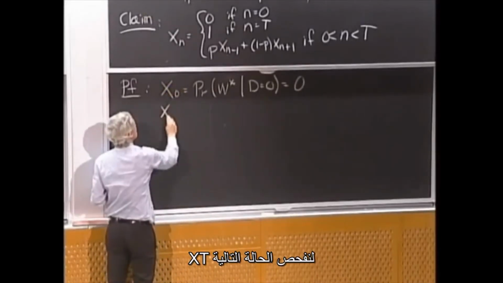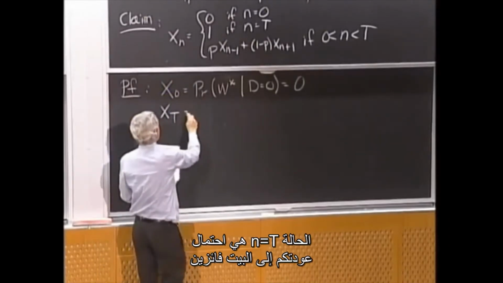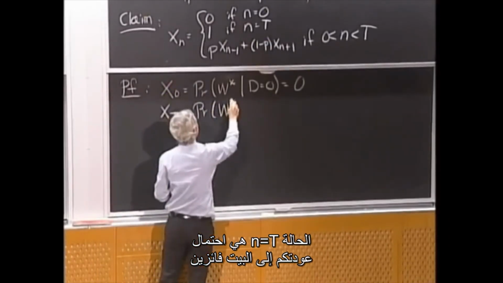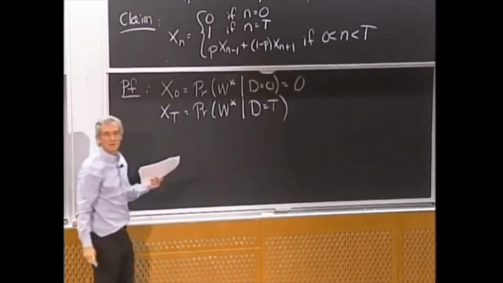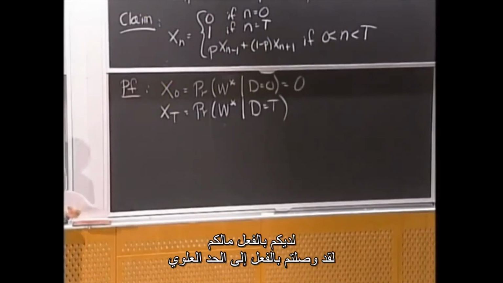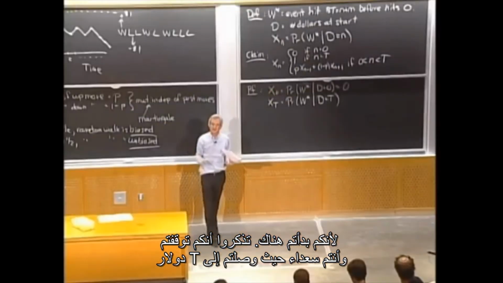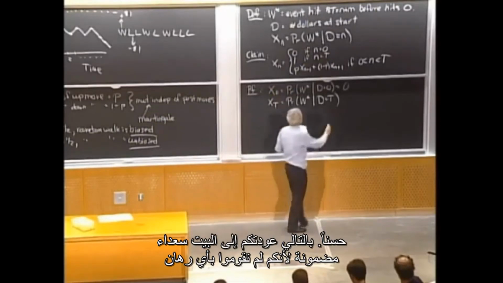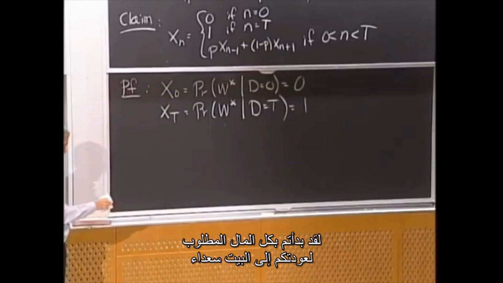All right, let's check the next case. xt, case n equals t, is the probability you go home a winner given that you started with $t. Why is that 1? Why is that certain? Sort of from the definition. You already have your money. You already hit the top boundary because you started there. Remember, you quit and you're happy. Go home happy if you hit $t. So you're guaranteed to go home happy because you never make any bets. You started with all the money you needed to go home happy.